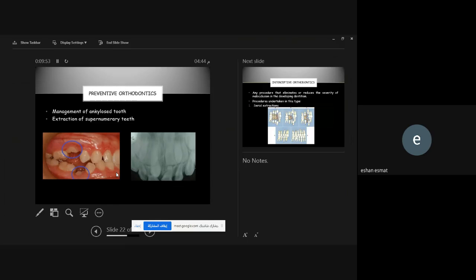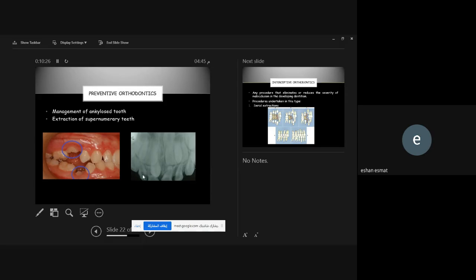Also, in preventive orthodontics you need management of the enclosed tooth. Here you can see this tooth is enclosed. It needs extraction because it can't erupt. The permanent tooth can't come in and push this tooth down to erupt. This is a problem because it leads to crowding, or the permanent tooth erupts from another position, or it stays inside and becomes impacted.